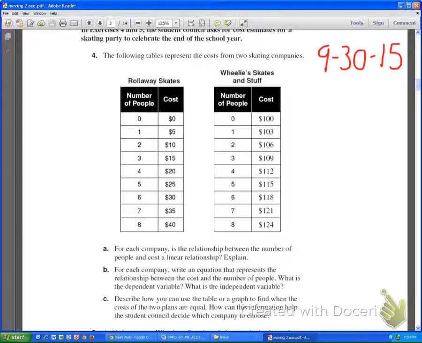This is homework for 9:30:15. Remember to be sure and not just watch, but also listen, in case there's something that I ask you to write down so you can get 50 out of 50 for doing your homework and checking your homework.